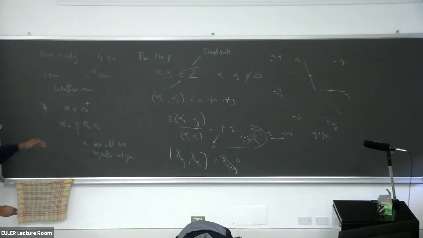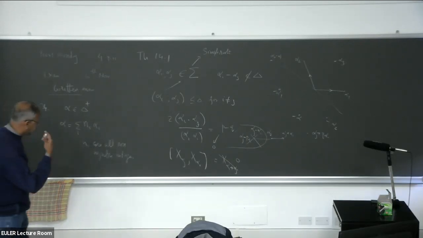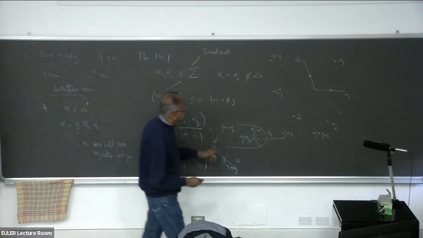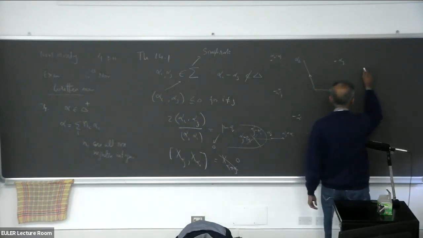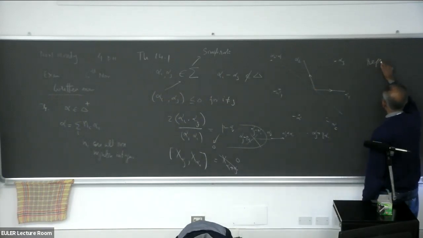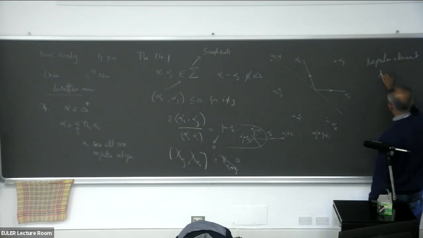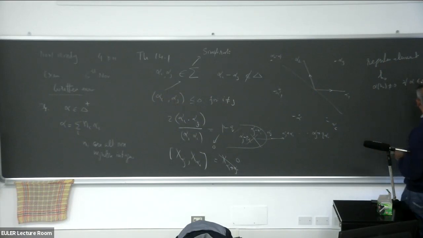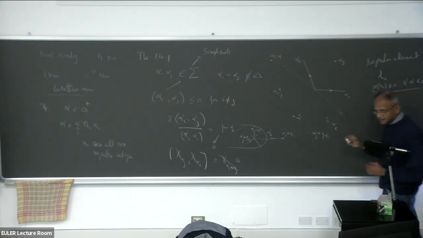And the point of why this keeps going, which I didn't mention very much, is that remember, all of this discussion came because we said that there is some regular element in the kappa. I think we were calling it H0. H0 was a regular element, such that alpha H0 was not equal to 0 for all alpha belonging to delta. That was a regular element.